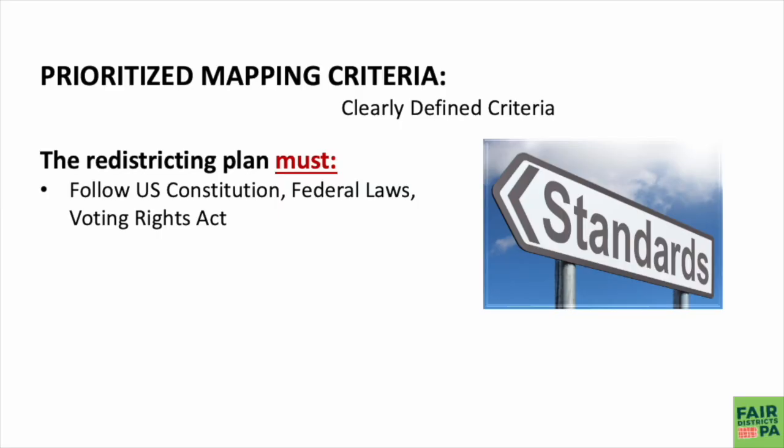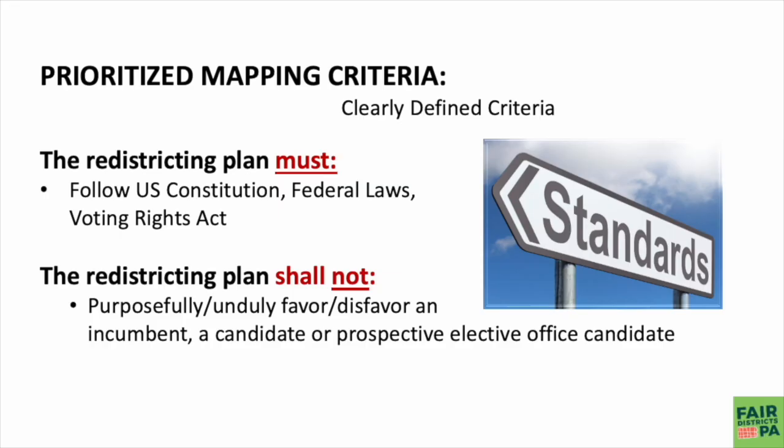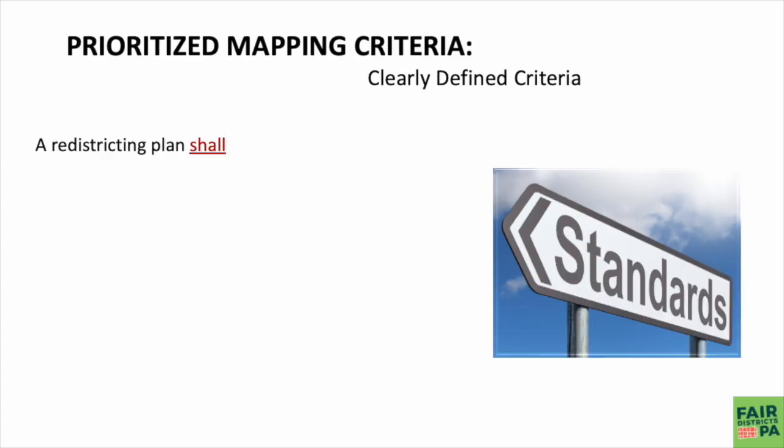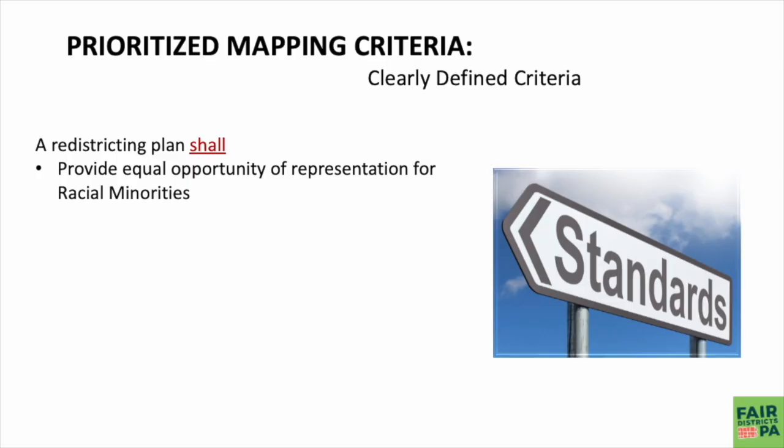The redistricting plan must follow U.S. Constitution, federal laws, and the Voting Rights Act. Any plan must also not unduly favor or disfavor incumbent or prospective candidates, nor can it provide an artificial advantage to any party on a statewide basis. A plan shall provide equal opportunity of representation for racial minorities. Districts may not split precincts and shall be drawn from the fewest number of divisions to counties, municipalities, and wards.